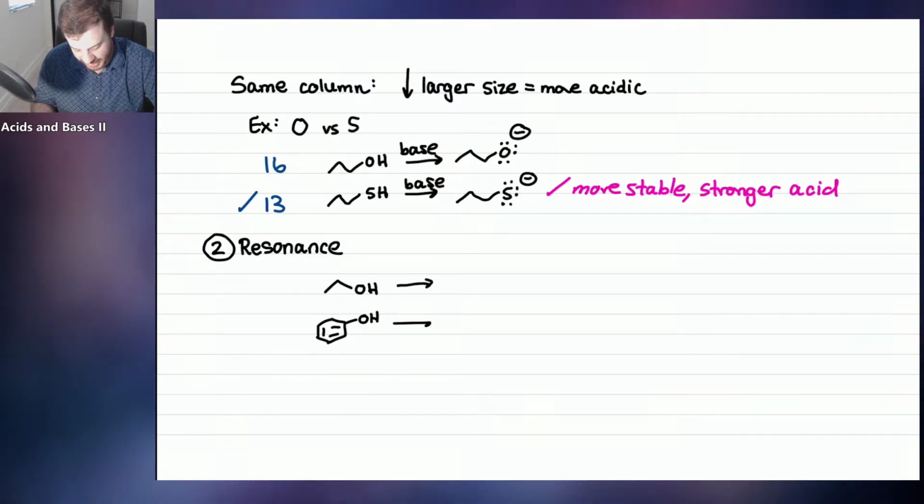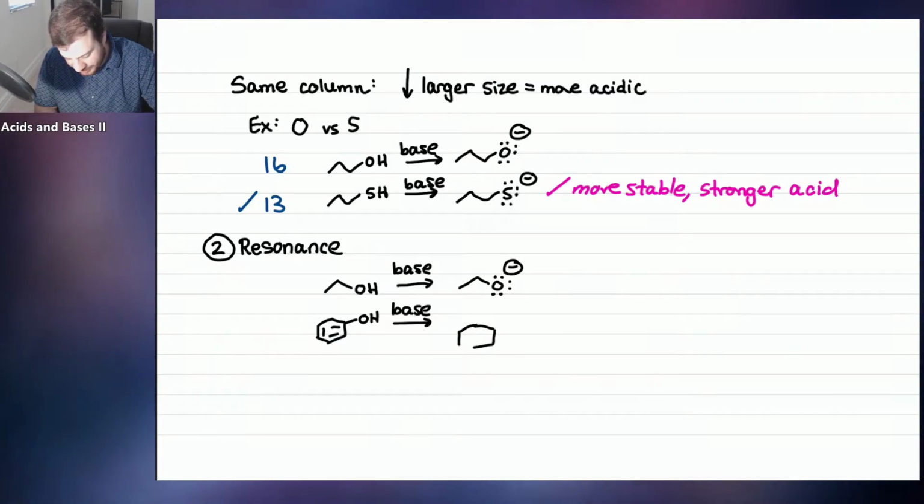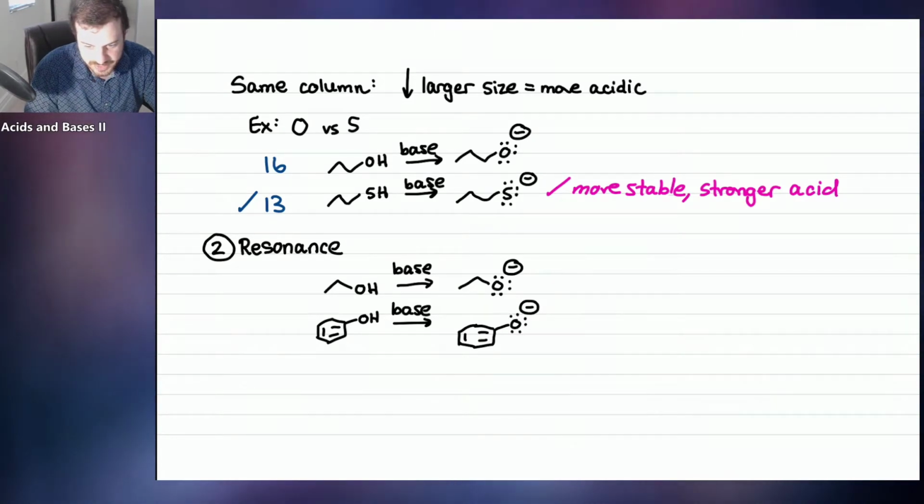Let's treat both of these guys with a base. What you'll see is that they're both going to lead to a negative charge on oxygen. So we won't be able to use the atom effect to decide the winner. The atom effect won't help us here because the negative charge is on oxygen in both cases, but we can use the resonance, which is the R in ARIO, to determine who's more stable.